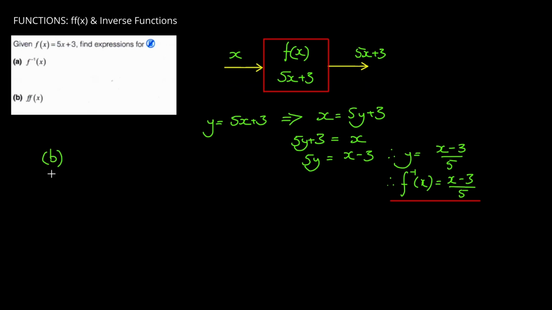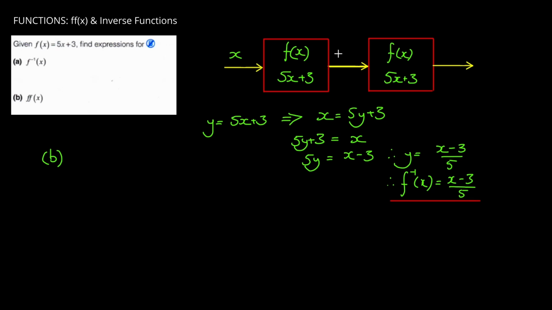So let's have a look at part B. ff(x) means that we're going to put x into the f box once, and then we're going to put the result into the f box again. So let me represent that diagrammatically. So we've got another f box here, whose rule is also 5x + 3. And let's work out what happens to x as it flows through the two boxes.